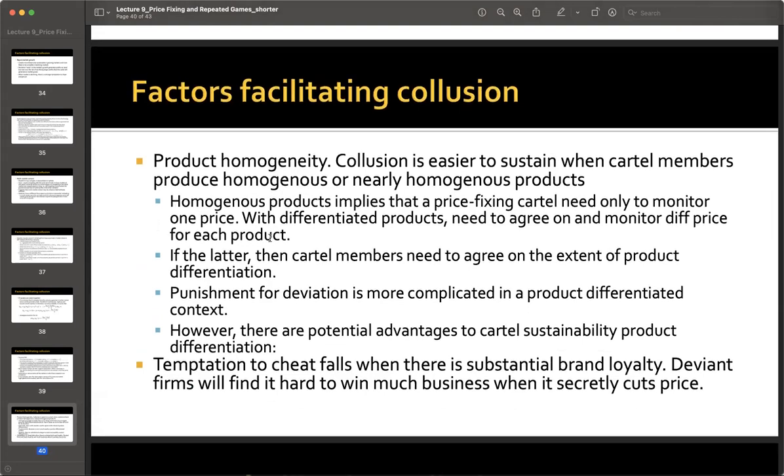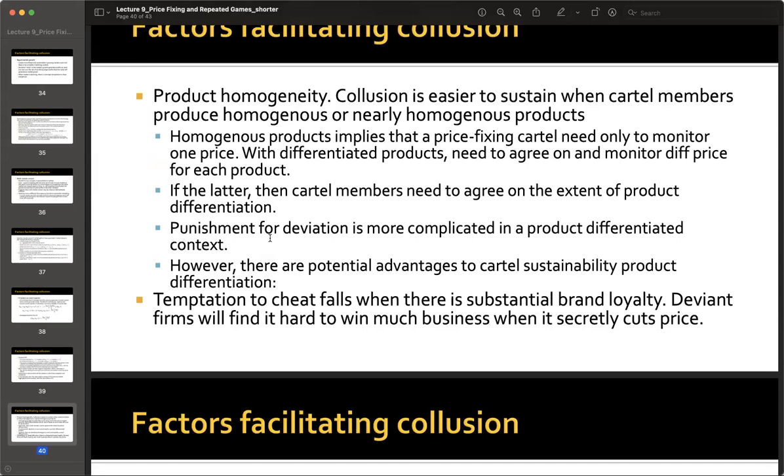Next factor is product homogeneity. So collusion is easier to sustain when cartel members produce homogeneous or nearly homogeneous products. Homogeneous products implies that a price-fixing cartel need only monitor one price, because it's a homogeneous product, everything sells with one price. With differentiated products, they need to agree on and monitor different prices for each product. If the latter, meaning there are different prices, right? Because it's somewhat differentiated, then cartel members need to agree on the extent of product differentiation. Punishment for deviation is more complicated in a product differentiated context.